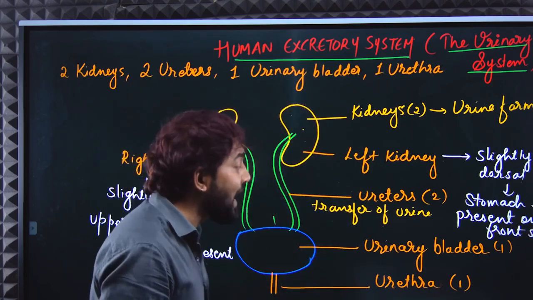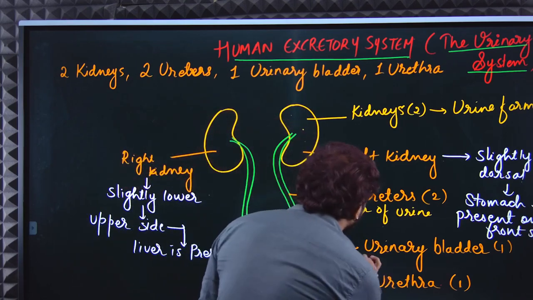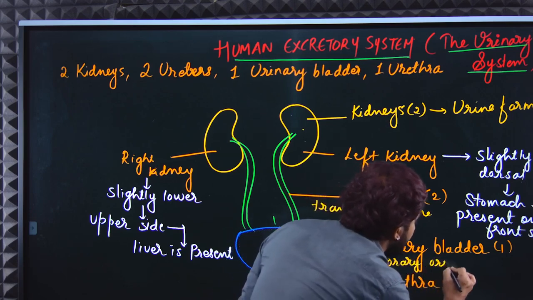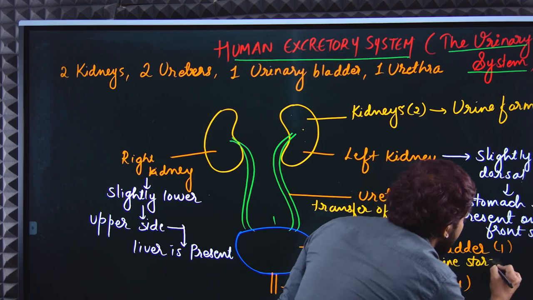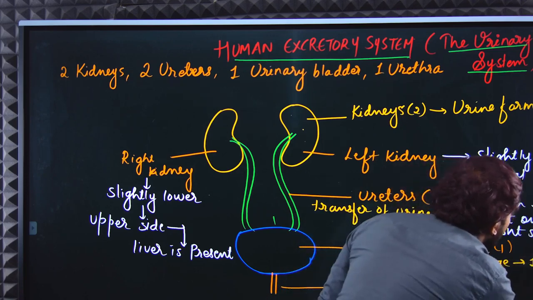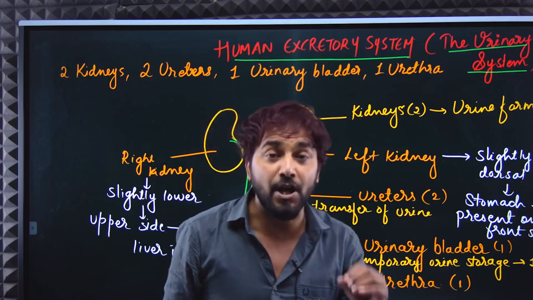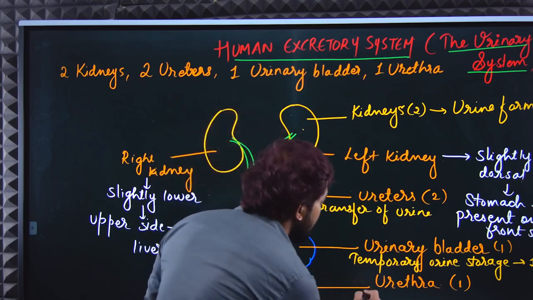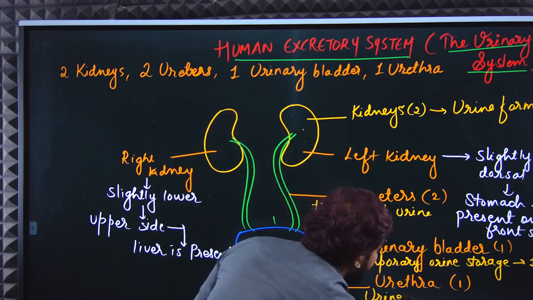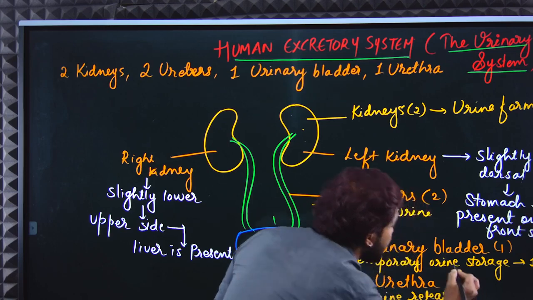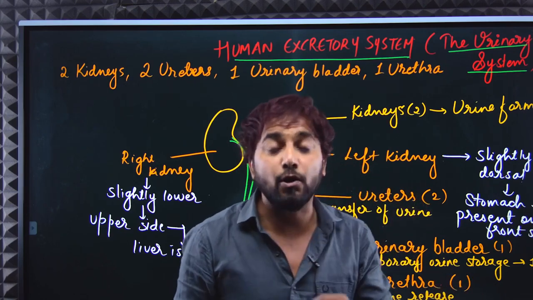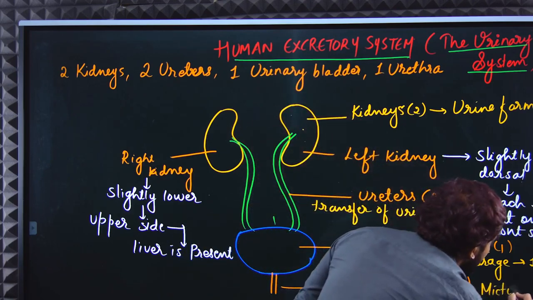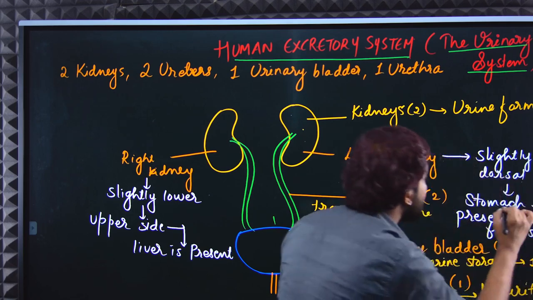Then you have the urinary bladder. The function of the urinary bladder is temporary urine storage. It can store near about 1 liter of urine temporarily. And for the urethra, the function is urine release. The process by which the urine is released is commonly called urination, in scientific language called micturition.